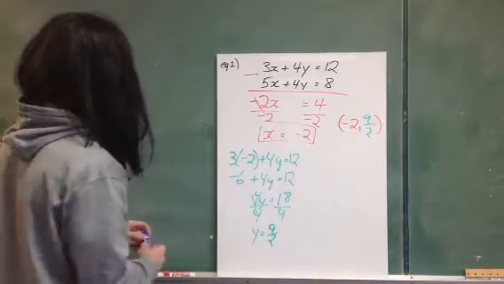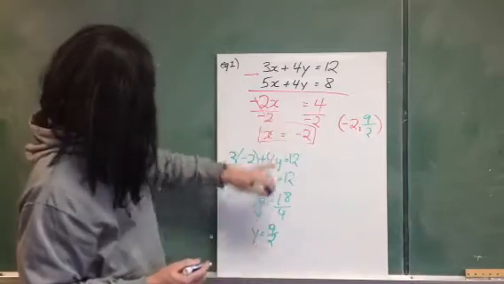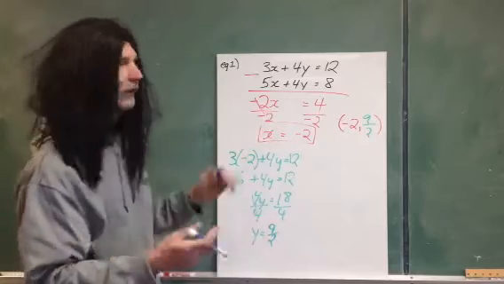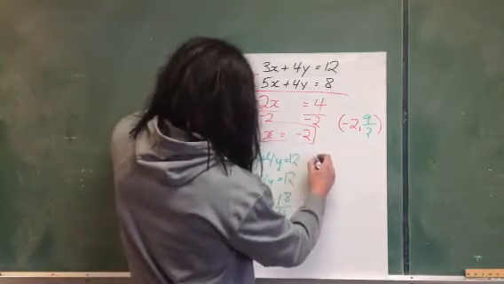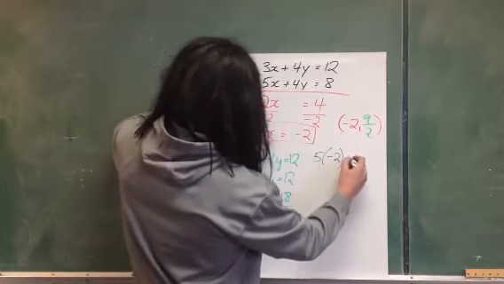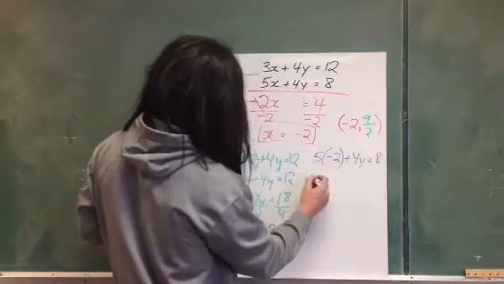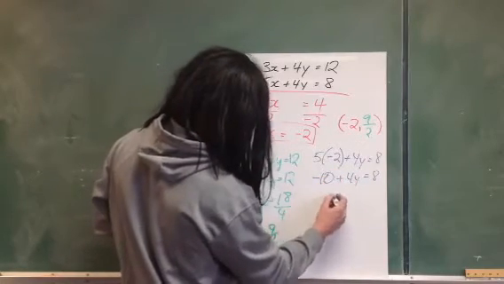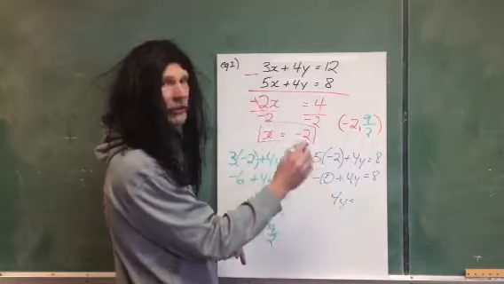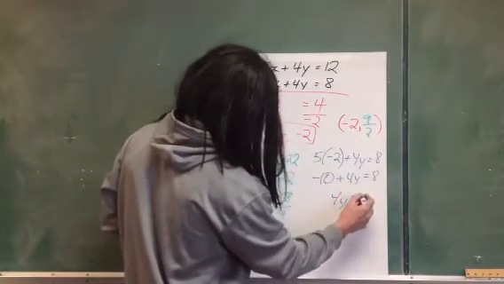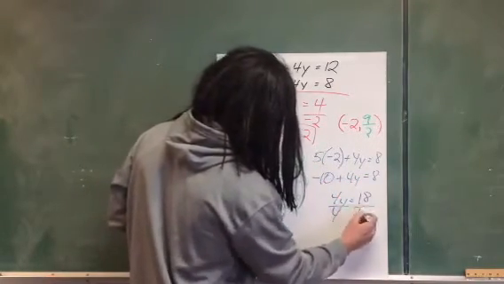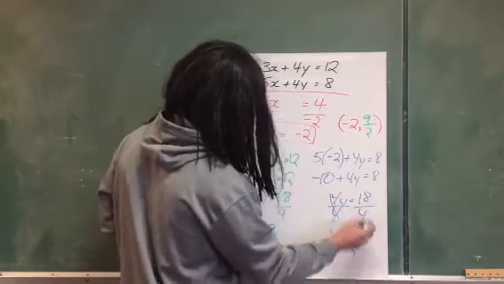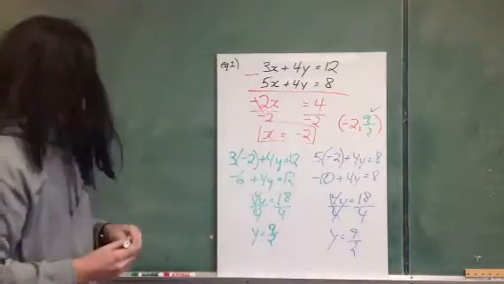Okay, now we go along to this one. And I'm going to put the same value for x into this equation to see if I get the same value for y. If I do, it's verified and it's got to be right. So I have 5 times negative 2 plus 4y equals 8. That's negative 10 plus 4y equals 8. That's 4y equals, I'm going to bring that negative 10 over as positive 10. So 8 plus 10 is 18. Dividing both sides by 4, and I get y equals, if I reduce that, 9 over 2. Same answer, it's verified, it's got to be right.